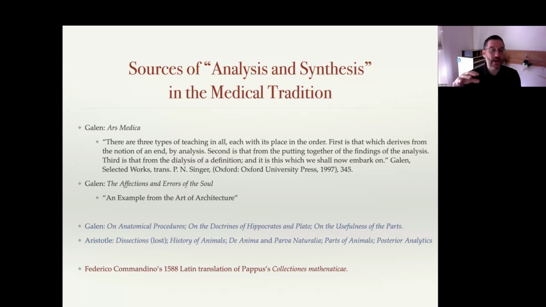And here they're combining Galen's On Anatomical Procedures, his On the Doctrines of Hippocrates and Plato, and On the Usefulness of Parts, with Aristotle's account of dissections, or his work, or somehow something dealing with dissections, which is lost. We don't really know what it was. With his History of Animals, his De Anima and the Parva Naturalia, and the Parts of Animals, as well as some discussions in the Posterior Analytics. So these are the ancient sources for these discussions.